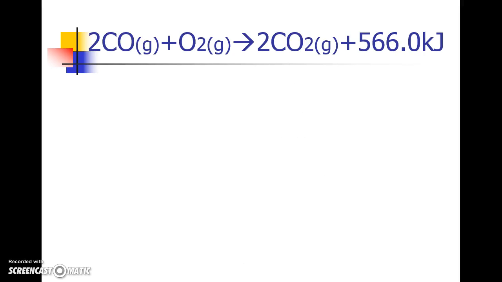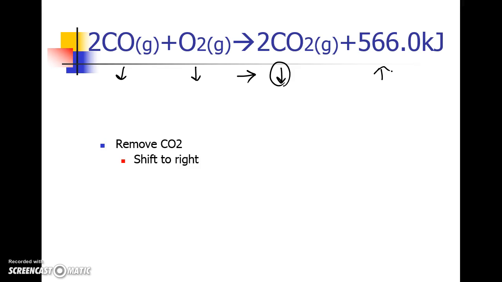So let's take a look at one more example. We have carbon monoxide plus oxygen to make carbon dioxide. And again, this is an exothermic reaction. If we take away the CO2, we're going to remove the CO2. Which way will this reaction shift? Well, it's saying, hey, you're taking away my CO2. I need to make more. It's going to shift this way. These two will get used up in the making of more CO2, and the temperature or the heat will increase. So it'll shift to the right.